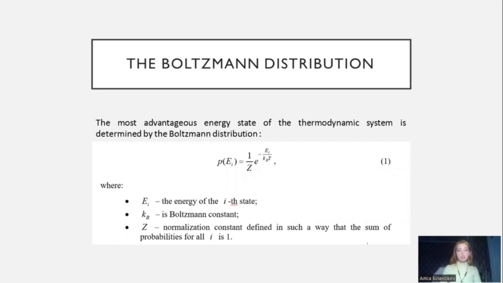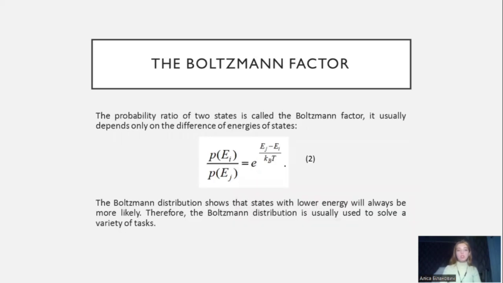The most advantageous energy state of the thermodynamic system is determined by the Boltzmann distribution, which is represented as P_i in the formula below. In this formula, E_i is the energy of the i-th state, k is the Boltzmann constant, and Z is a normalization constant defined in such a way that the sum of probabilities of all i is 1. The probability ratio of two states is called the Boltzmann factor. It usually depends only on the difference of energies of states. The Boltzmann distribution shows that states with lower energy will always be more likely. Therefore, the Boltzmann distribution is usually used to solve a variety of tasks.